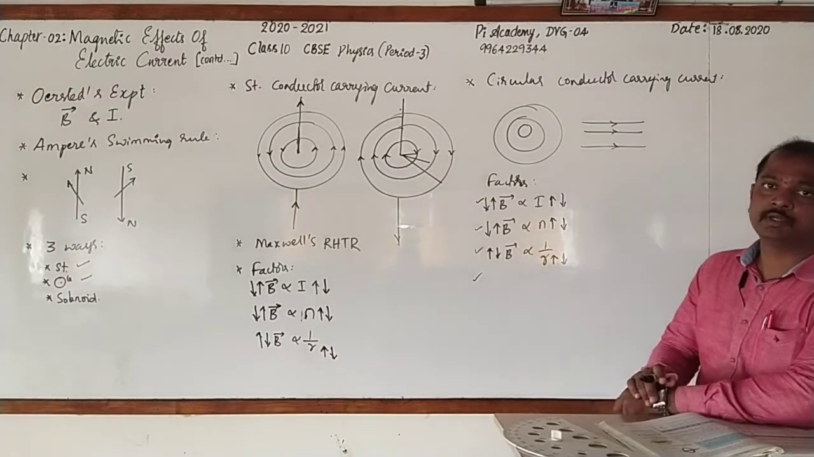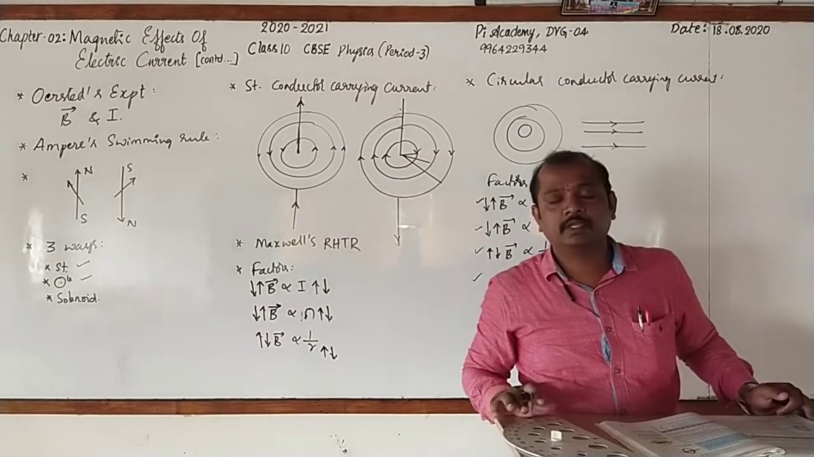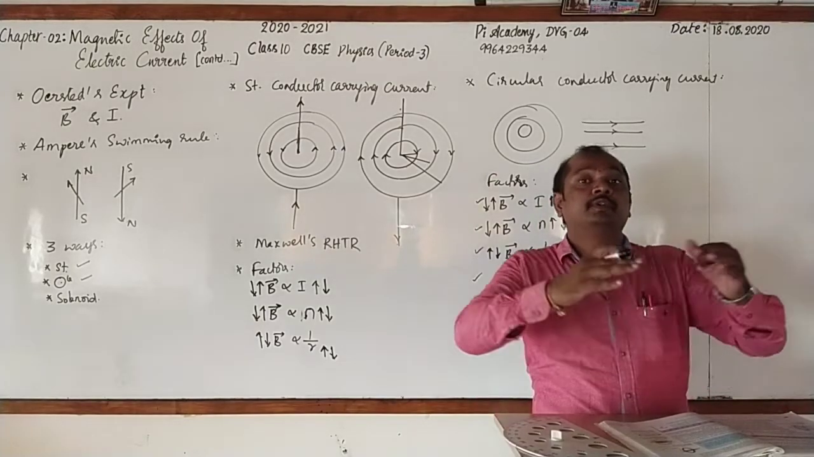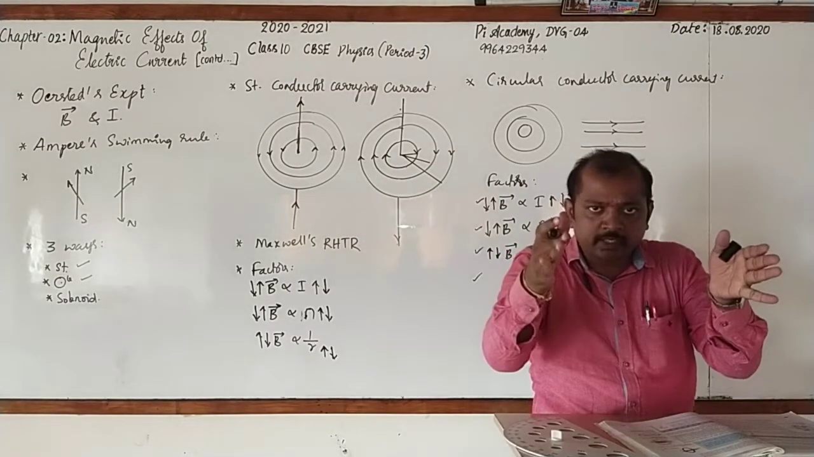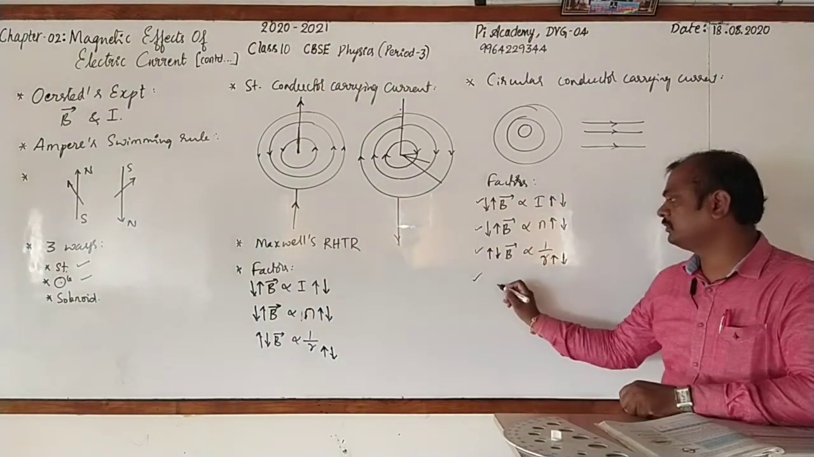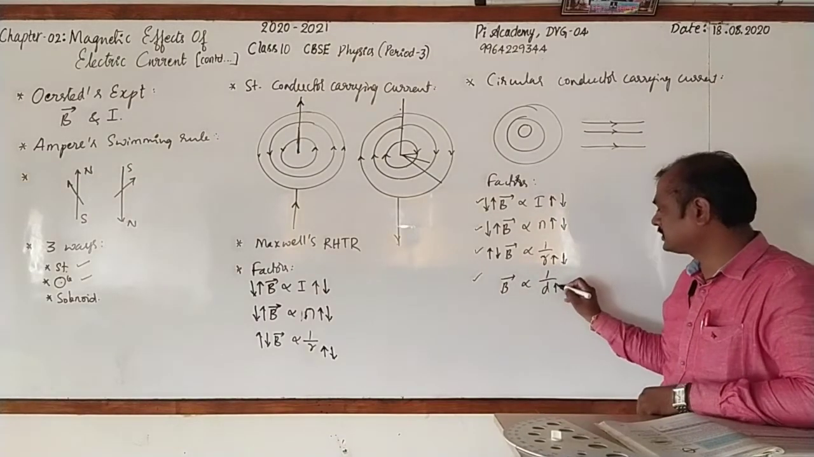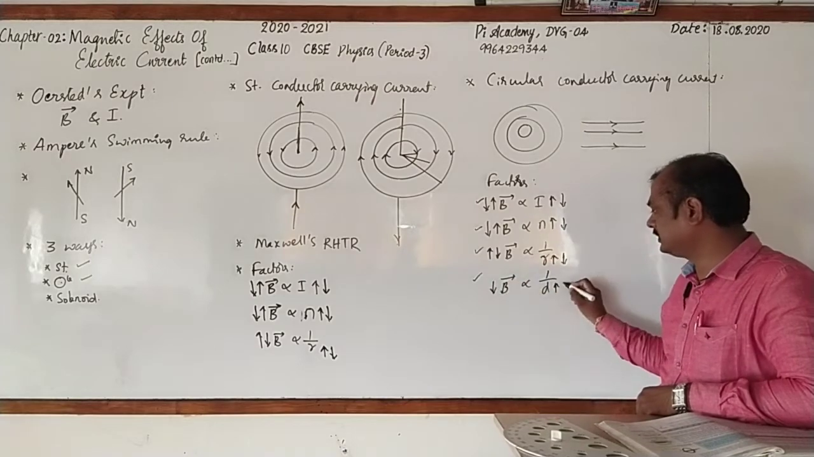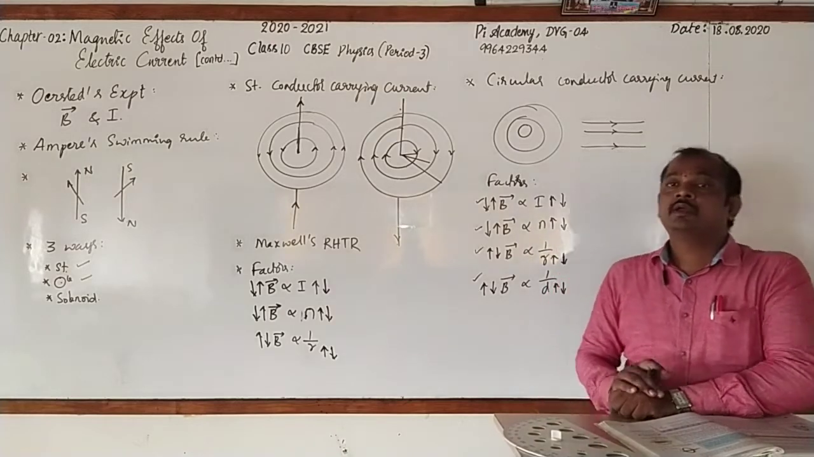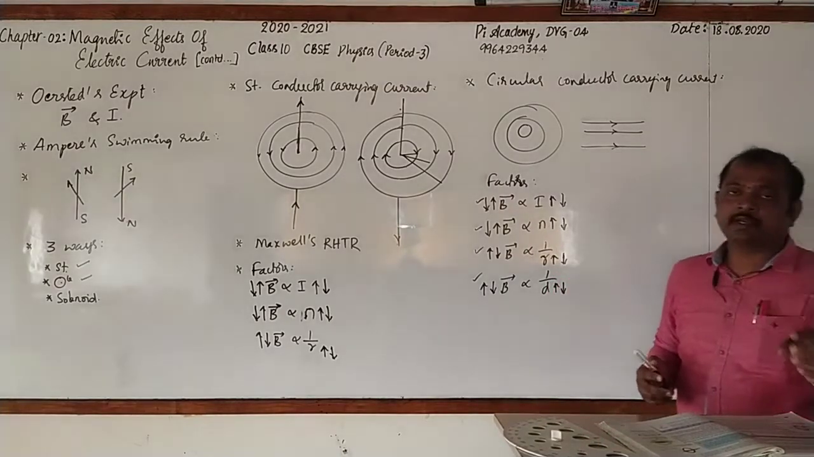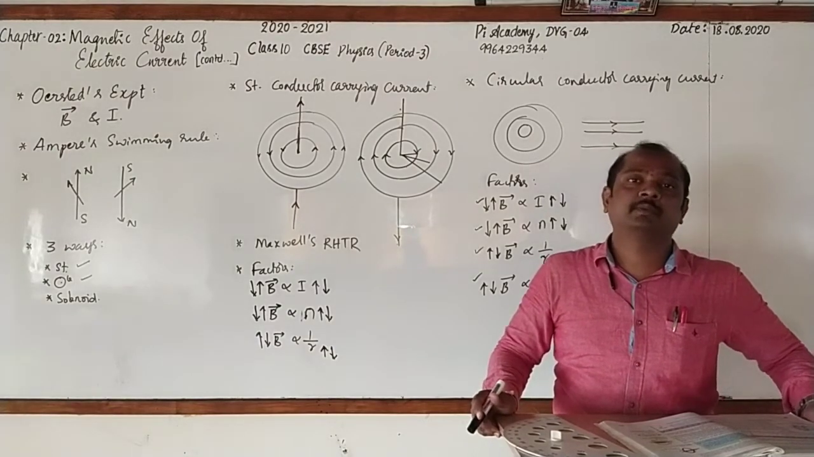Another fourth important point is the circular loop. It has some diameter. If the diameter increases, field strength decreases. If the diameter decreases, field strength increases. We can write B is inversely proportional to D. As distance increases, field strength decreases. Distance decreases, field strength increases. Clear?